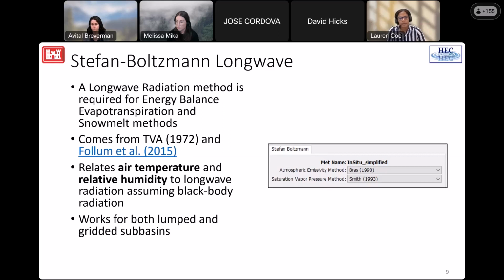The reason is that the temperature and relative humidity are used within the atmospheric emissivity and saturation vapor pressure terms. But similar to the shortwave radiation method, if you look at how this is parameterized within HMS for the user, you simply have these drop-down methods. There's one method for atmospheric emissivity, and then I believe there are two for saturation vapor pressure. All you need to do is select a method for each of those.